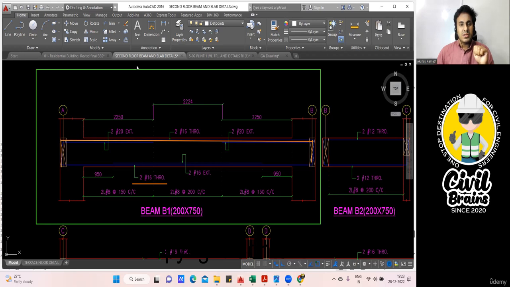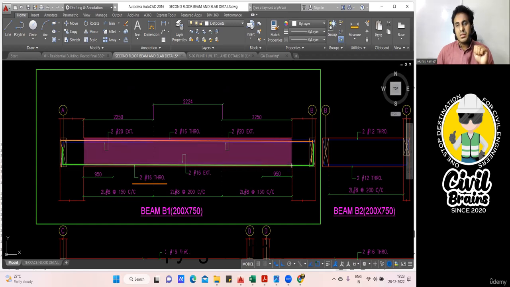I'll take a different color here. So this is my 16 diameter 2 bar. This also you can find the cutting length, same thing. How will you find the cutting length? You'll find it from this face. This much length will be the clear span. This is what you're supposed to find. How much will this length be? Very simple. They have already given you 2250 plus 2224 plus 2250. If you add everything, directly you get the length.